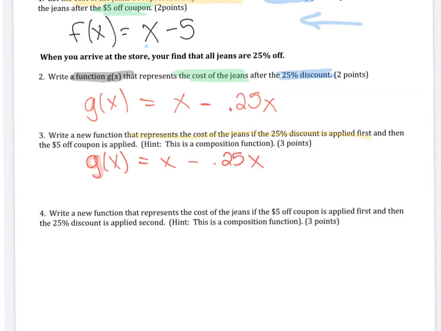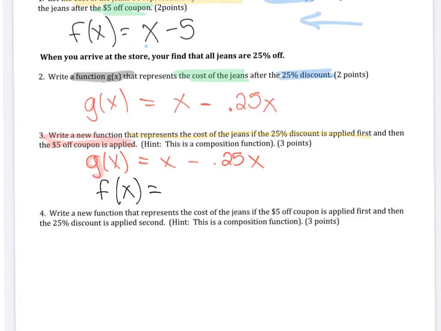Okay? Now when we plug in the number, this is going to give us an answer. This is going to become our new x. Does that make sense? So the new answer that we get is now our new x. Okay? So then, it says here, then the $5 coupon off, okay? So what's my second function?